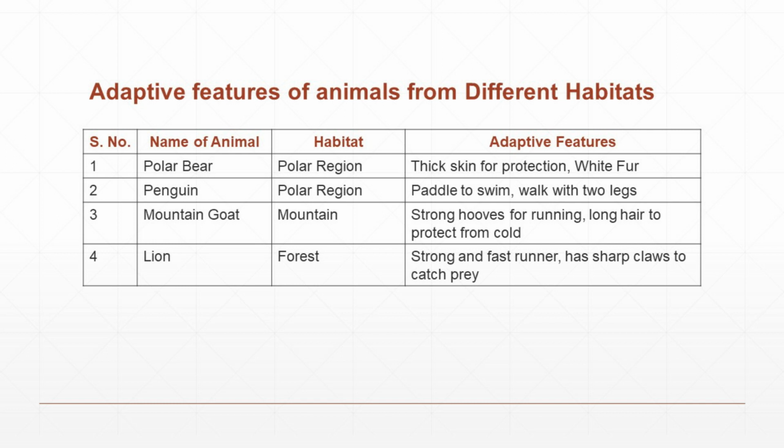Next, penguin. Penguins also live in the polar region. They have paddles to swim. Paddle means in between the toes they have webs, and with the help of those webbed feet they are able to swim. They walk with two legs in the polar region, in the cold regions.